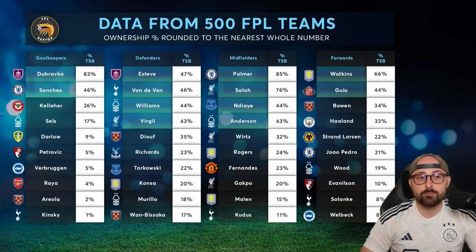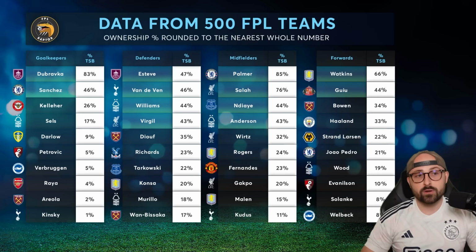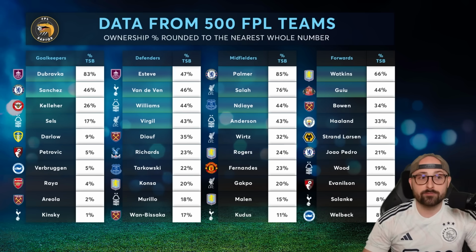And then Darlow at 9%, and then you've got like Petrovic, Verbruggen, Raya, Areola, Kinski, all below 5%. So I think it's very clear. People are going for one of Sanchez, Kelleher, Sells, and Dubravka on average. Some people are combining 2 of them. I saw quite a few people go for like Verbruggen and Kelleher as a pairing, which I quite like. So there is definitely some variation around that. But as you can see, Dubravka is very, very clearly the most highly owned.